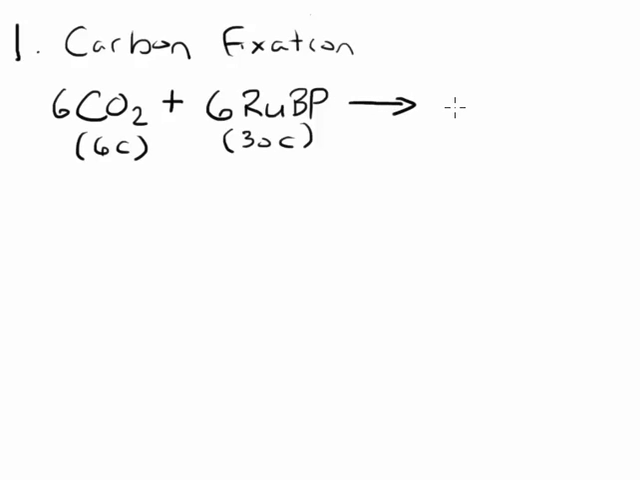Where does that get us? The carbon dioxide will be attached and it'll undergo some rearrangement here. And we'll ultimately end up in this first step with 12 of what are called PGA. And that's phosphoglycerate. And each of those is a 3-carbon compound. So 3 times 12 is 36. So 6 carbons plus 30 carbons equals 36 carbons, right? So there's no carbons leaving this at this point.